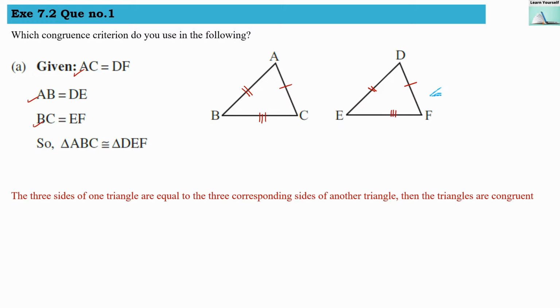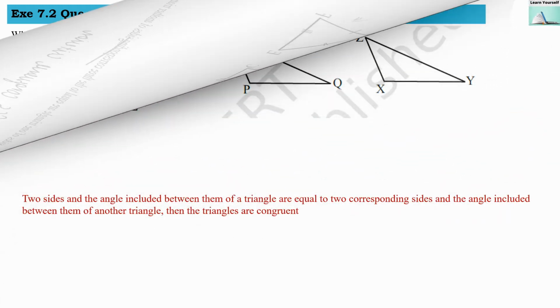So the three sides of triangle ABC are equal to the three sides of triangle DEF, and as per this criteria, if the three sides of one triangle are equal to three corresponding sides of another triangle, then the triangles are congruent. So this criteria is known as the side congruence criteria, because the three sides of triangle ABC are congruent with the three sides of DEF.